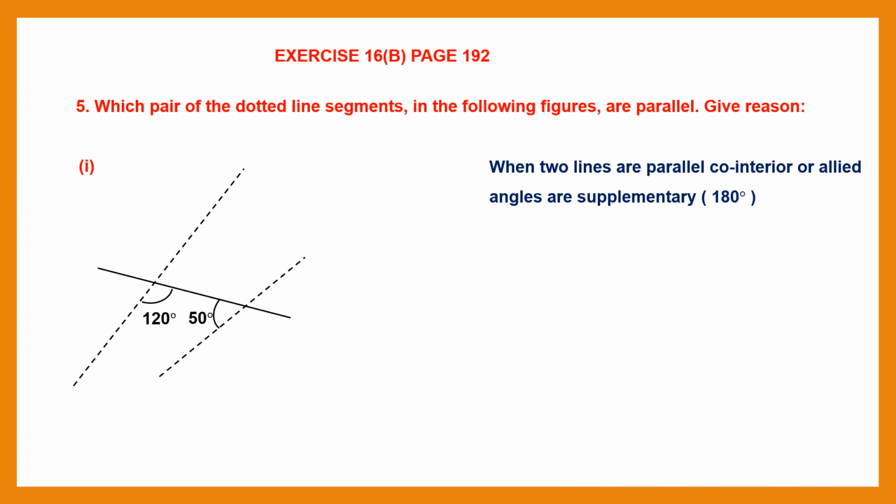Let's do that. Let's add up 120 degrees and 50 degrees. 120 plus 50 is 170 degrees. This is not equal to 180 degrees. That means these two lines are not parallel. If they were parallel, when I add up these two, it should add up to 180 degrees. As you can see, when we added them up, it added up to only 170 degrees. So now we can say these two lines are not parallel. The given pair of dotted lines are not parallel.